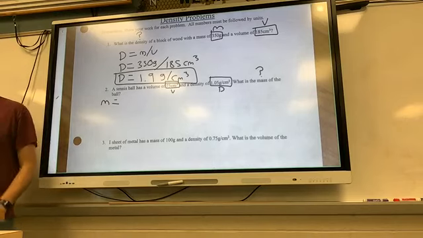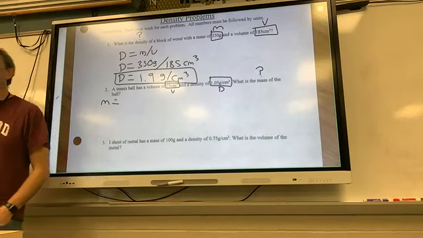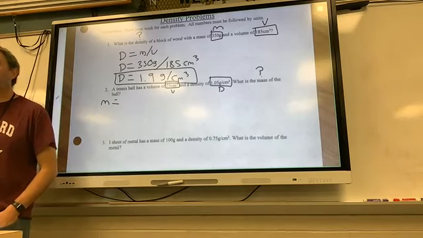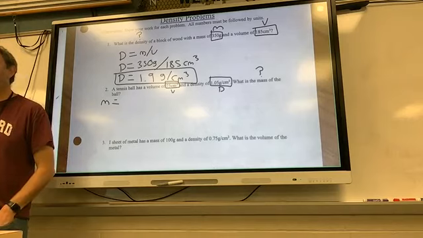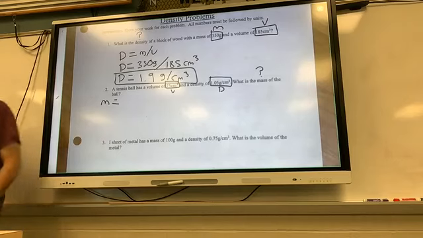M equals what? Lower. Keep going. Lower, lower. Right there, right here. Yes. What? Mass equals. Wait, what does this say?